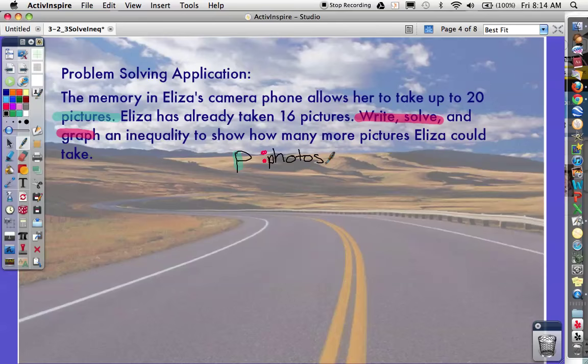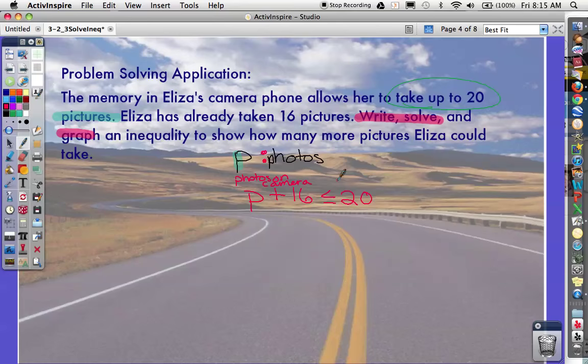Eliza has already taken 16 pictures, and she can take up to 20. So hopefully you see that as important as well. If she already has 16 and she can take up to 20, our inequality to represent this situation might be P plus 16 should be less than or equal to 20. This represents the photos on the camera. And this represents the total of how much it can hold.